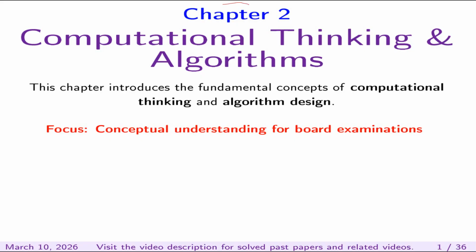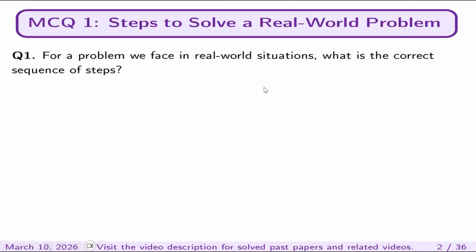This is chapter number 2 about computational thinking and algorithm, and I will cover all the multiple choice questions related to this chapter. Question number 1. For a problem we face in real world situation, what is the correct sequence of steps?